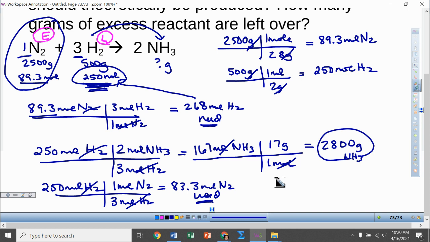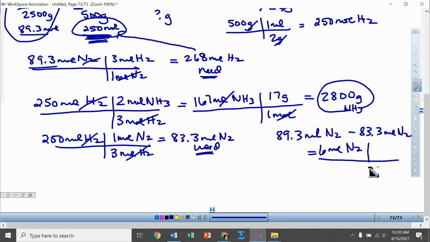Needed, used, whatever you want to call it. So I started this off with 89.3 moles of nitrogen. But I used up, according to the limiting reactant, that much. Okay? So I have basically 6 moles of nitrogen left over. And I can always get that back to grams. Okay. So I have 167 grams. I could change around that. 2 or 3 sig figs is fine. So 167 grams of nitrogen.